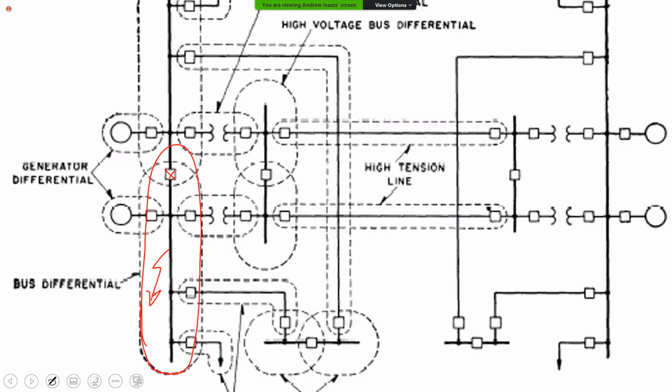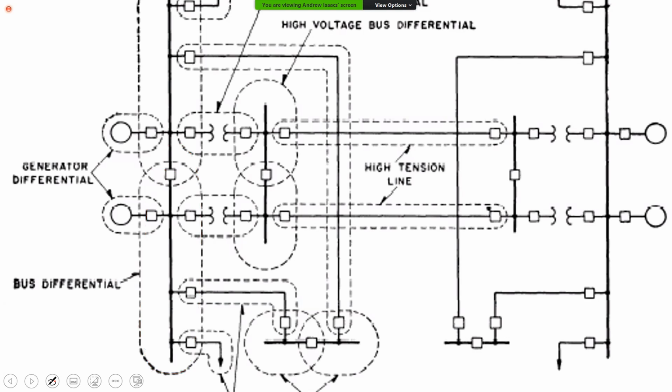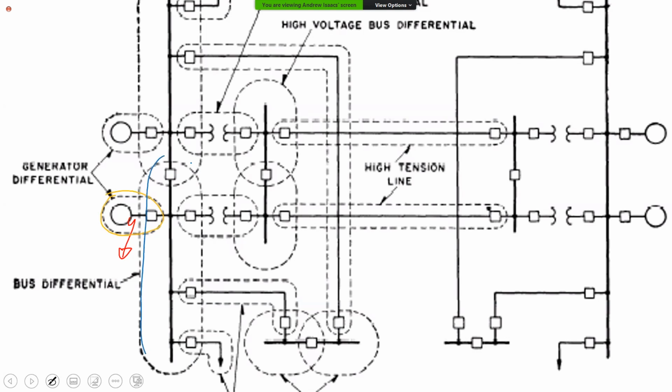Now, let me give you something simple. Let us say the fault is on this generator. Note that the generator zone overlaps the zone for the bus bar. So this is the generator zone, and this is the bus bar zone. So they overlap.